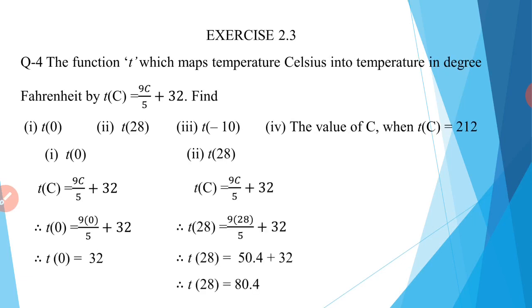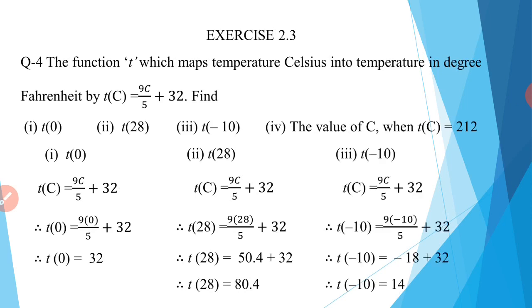Number second, T(28). T of C equal to 9C upon 5 plus 32. Therefore T of 28 equal to 9 into 28 upon 5 plus 32. Therefore T of 28 equal to 50.4 plus 32. Therefore T of 28 equal to 80.4. It means 28 degree Celsius is equal to 80.4 degree Fahrenheit.